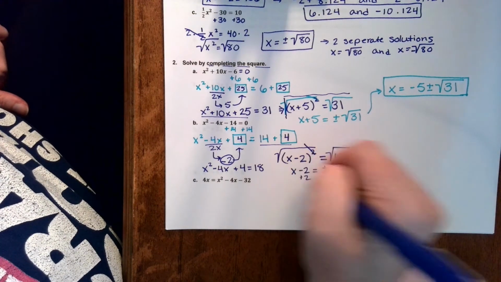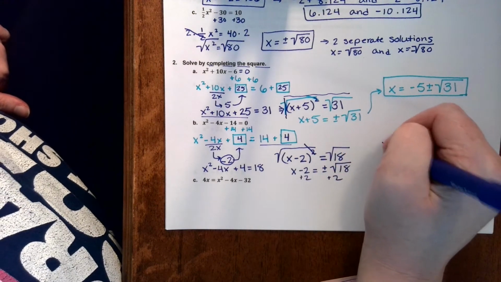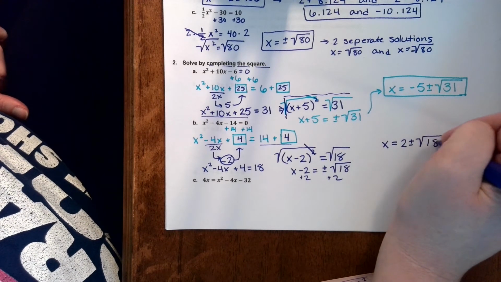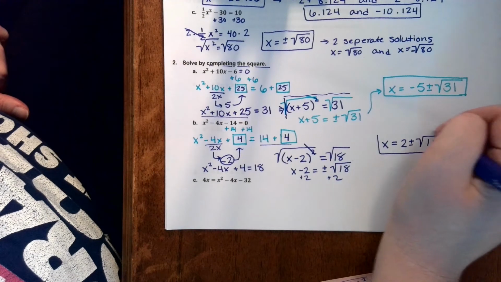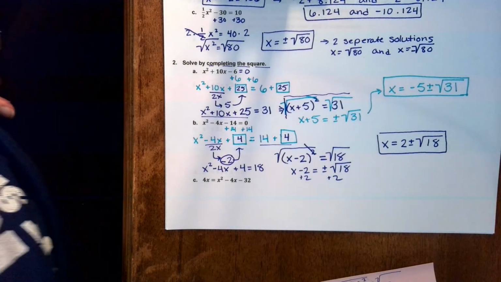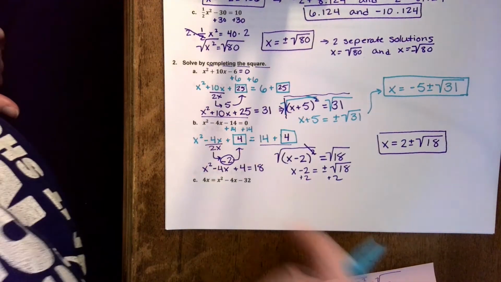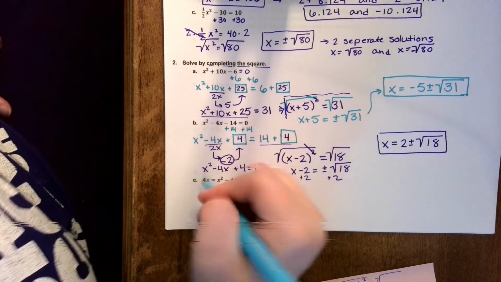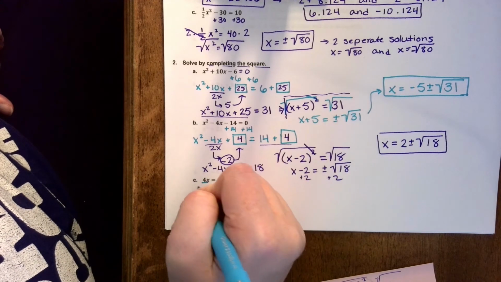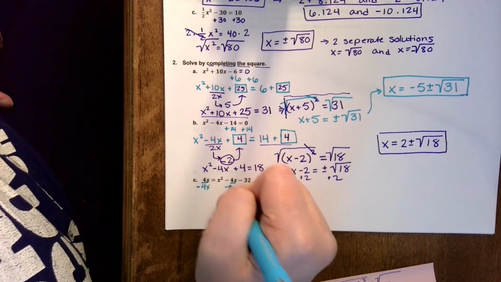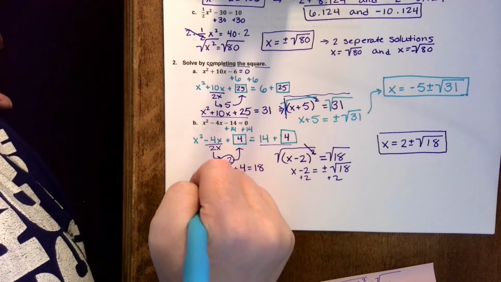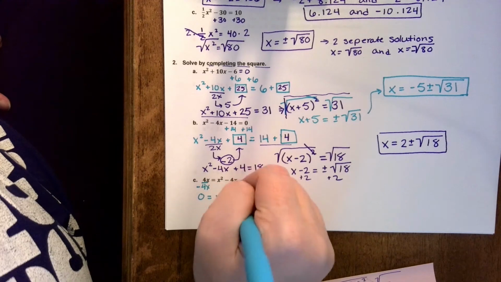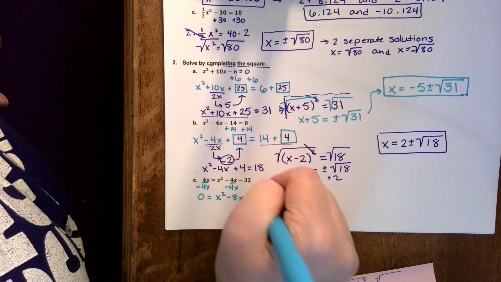We're going to add 2 to each side. X equals 2 plus or minus the square root of 18. Alright, last one. Okay, so this is weird because we have this 4x on the opposite side. So we want to combine this 4x and this 4x. So I'm going to subtract 4x from each side. I have 0 equals x squared minus 8x minus 32.